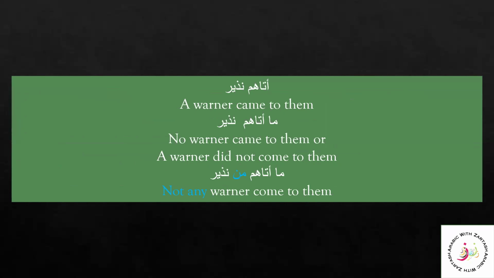So let's see. Atahum nazirun. Nazirun, as we know, is an outside word that cancels out the damir mustatir taqdiruhu huwa inside ata. So atahum nazirun, a warner came to them. This is a simple jumla fi'liya. If you want to change it into madi negative, a warner did not come to them, we are just going to add ma, that is ma atahum nazir. No warner came to them, or a warner did not come to them. In two ways, you can translate this sentence.